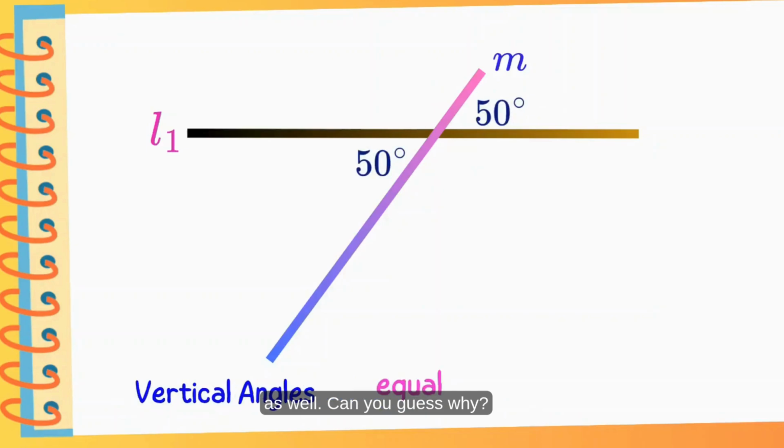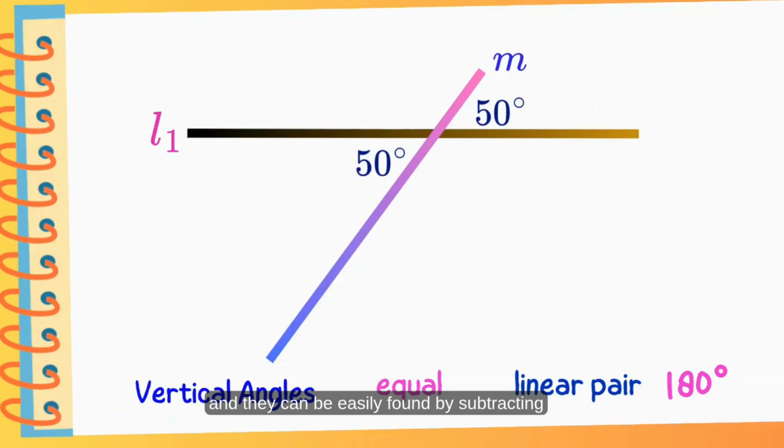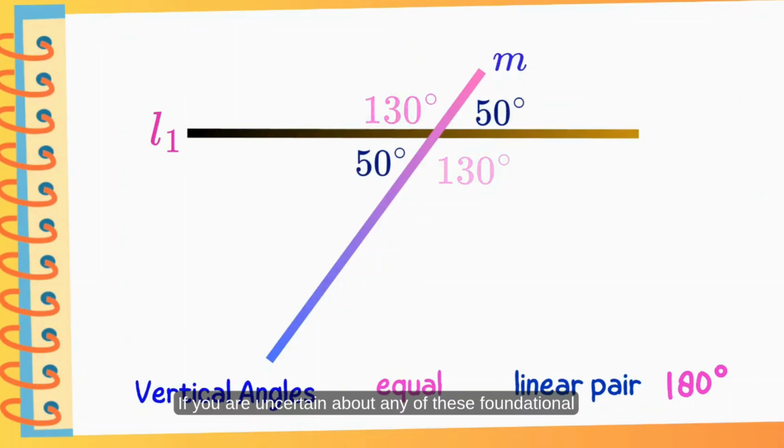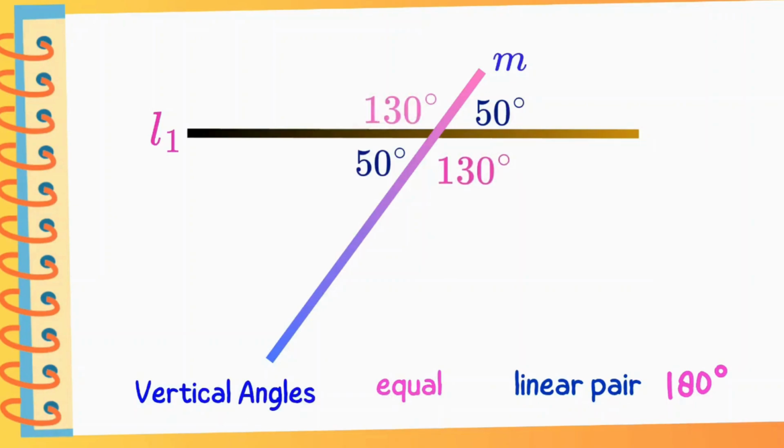Can you guess why? Because they form a linear pair and they can be easily found by subtracting the given angle from 180 degrees. So these angles will be 130 degrees. Remember, the angle sitting right across 130 degrees again is a vertical angle, so they are equal. So the conclusion is that when two lines intersect, two pairs of equal angles are formed. One set is acute and the other set is obtuse. If you are uncertain about any of these foundational ideas, kindly visit our previous modules.